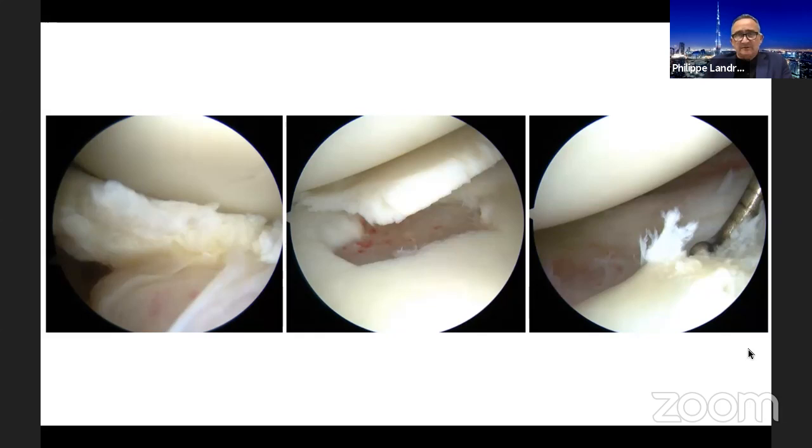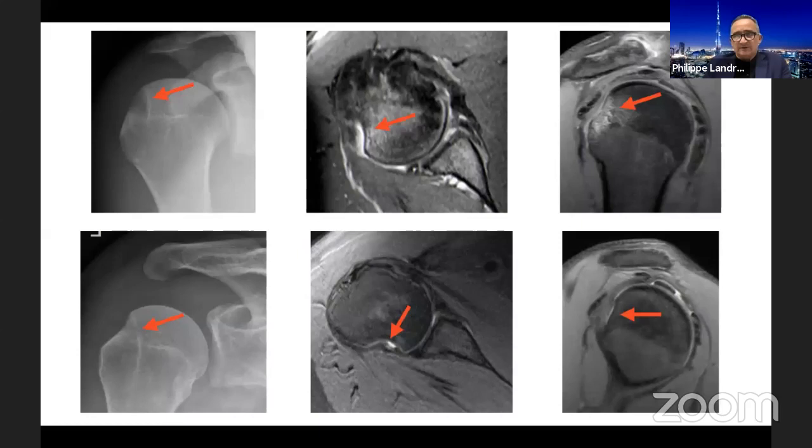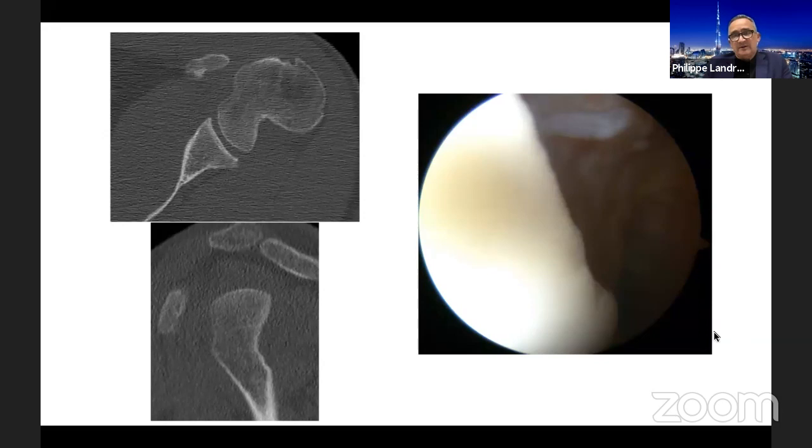And on the humerus side, this is the so-called Hill-Sachs lesion, with engagement and non-engagement. And now everyone is talking about on-track or off-track. This is a controversial topic. We can discuss later on the effect and the importance of this on-track and off-track of these different lesions, which are clearly a risk factor, particularly when they are used like this one. Unfortunately, it's not always the case.